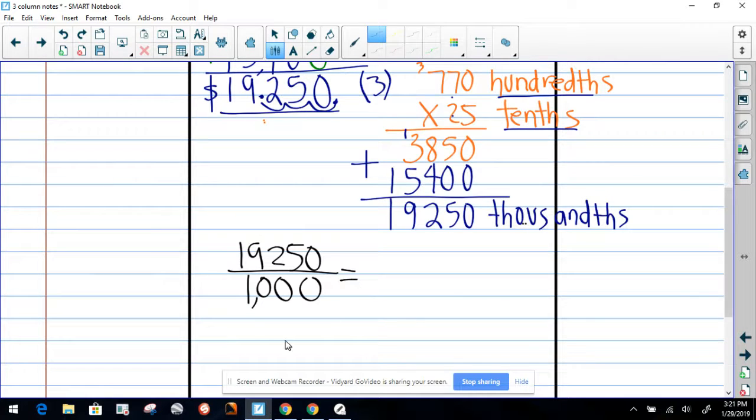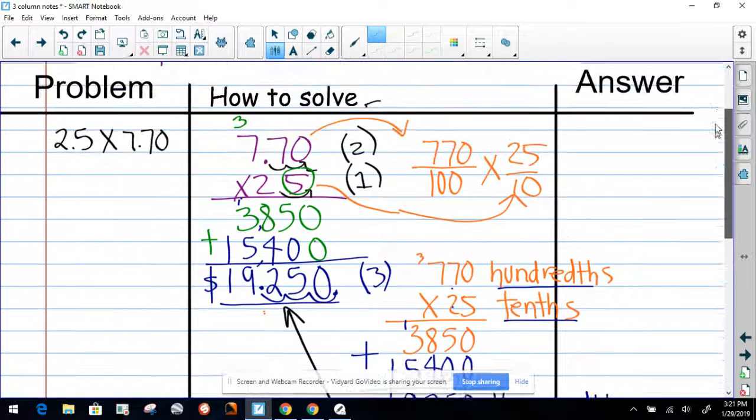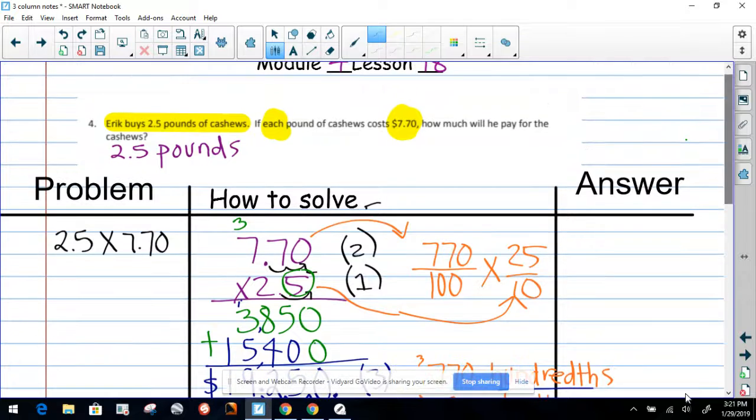And you know that there are 19 thousands in there, so that's going to be our whole number, 19, and the rest of it will be 250. There will be 19 wholes, which is $19 and 250 thousandths. So that will be your answer there, my friends. And notice that either way, you get the right answer. So practice any of them, see which one is easier for you, and become a good mathematician.